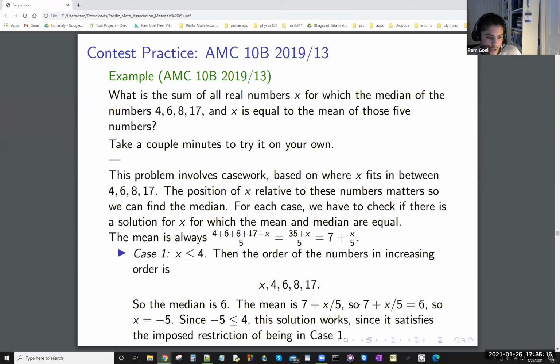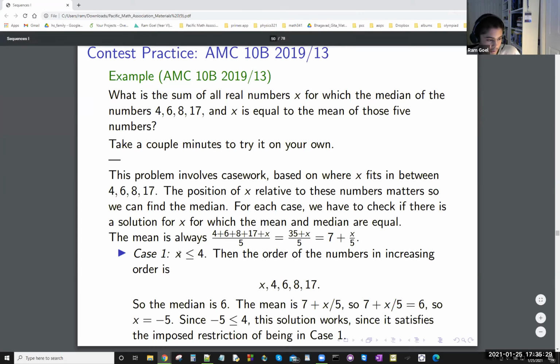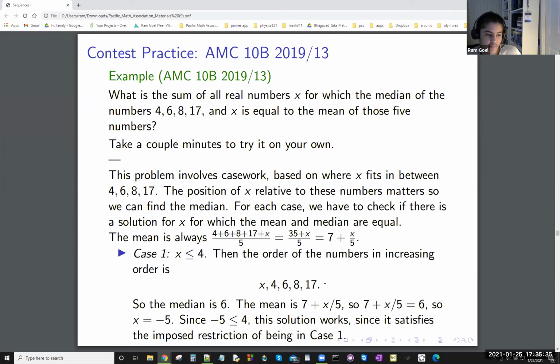For example, if this equation spit out x equals 1,000,000, then this case would be impossible, because 1,000,000 is not less than or equal to 4, so it doesn't even fall in this case. We wouldn't even be able to get this order. We're juggling 2 restrictions here: 1, x is less than or equal to 4, and 2, the mean and median are equal. If these don't match up, then we know this case cannot work. But in this case, it worked. So negative 5 is one value which works.